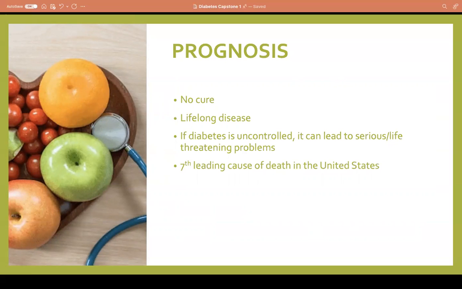So there are things and treatments that you can do to better your outcomes. It's never going to go completely away, but making those lifestyle changes and then using medication to lower your blood sugar can help prevent any of the life-threatening or serious health problems that can happen.